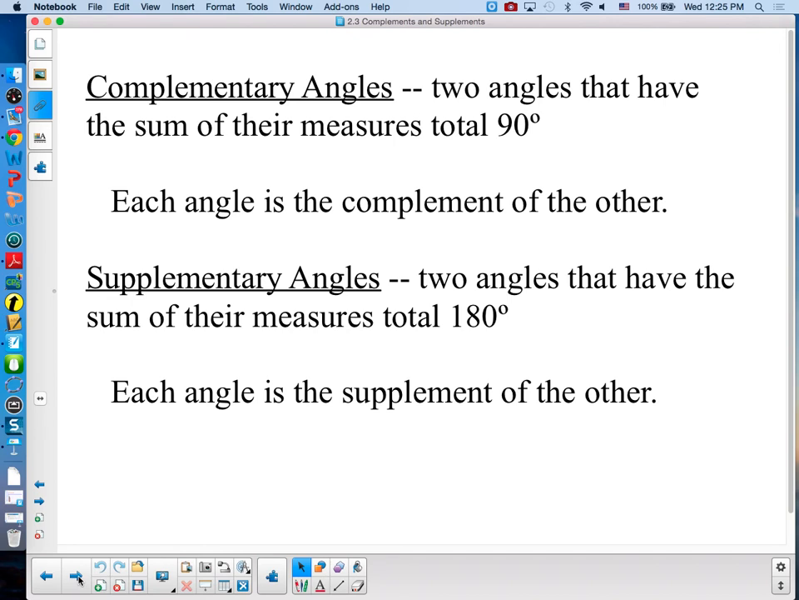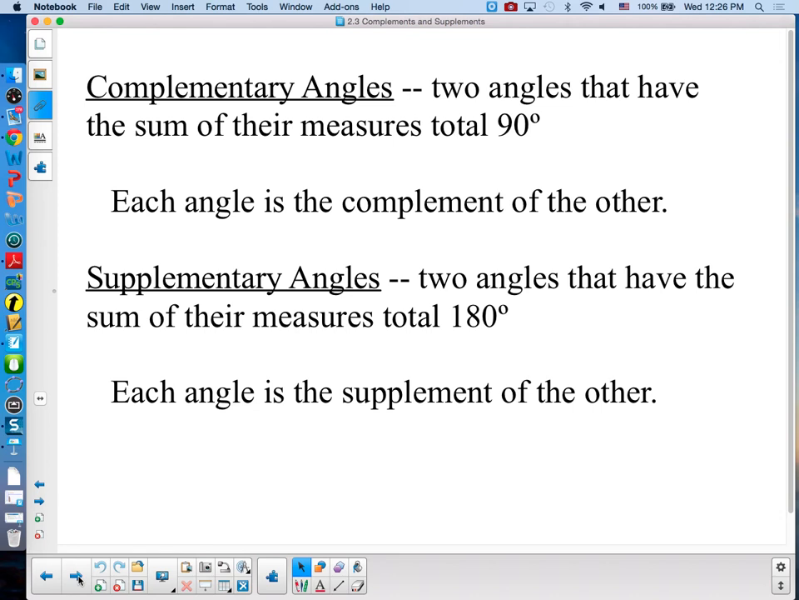Now, is this an angle? No. It's actually not an angle if they're two of the same ray, so really that's just a ray. So a complement to a 90-degree angle doesn't exist. There is no 0 degree angle. Is there a supplement to a 90-degree angle? Yes. What would it be?